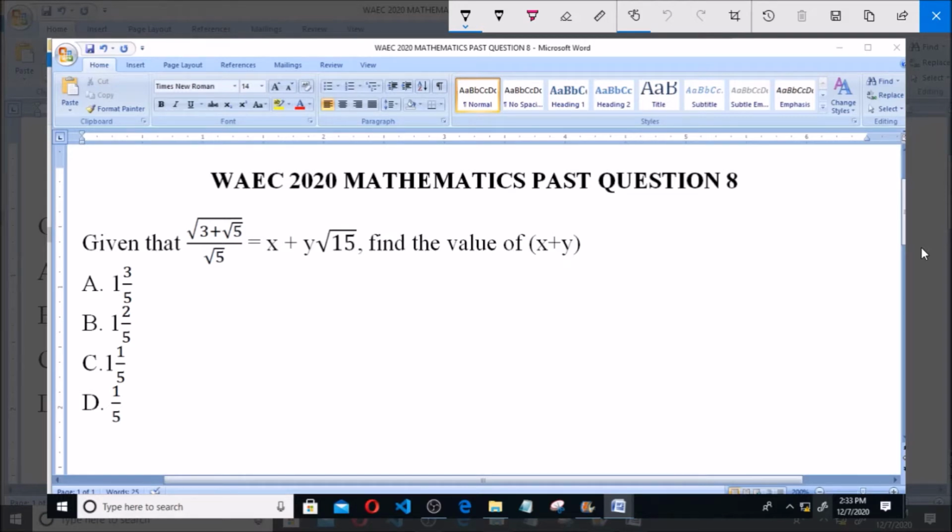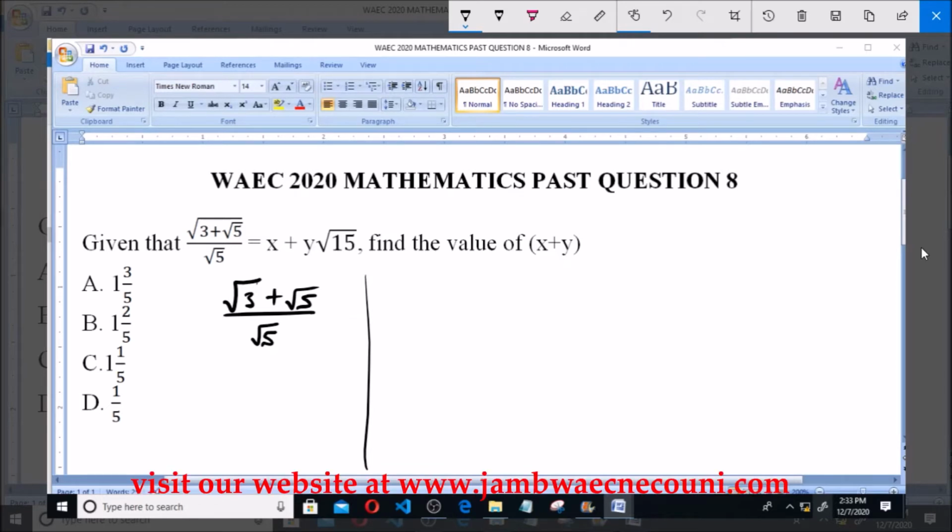So we are given (root 3 plus root 5) all over root 5. Now we're going to express this in this form so we can get the value of x and y. For us to express this in this form, we have to rationalize it. By rationalizing, we multiply the numerator by the denominator and also the denominator by the denominator. And what is the denominator? The denominator here is root 5.